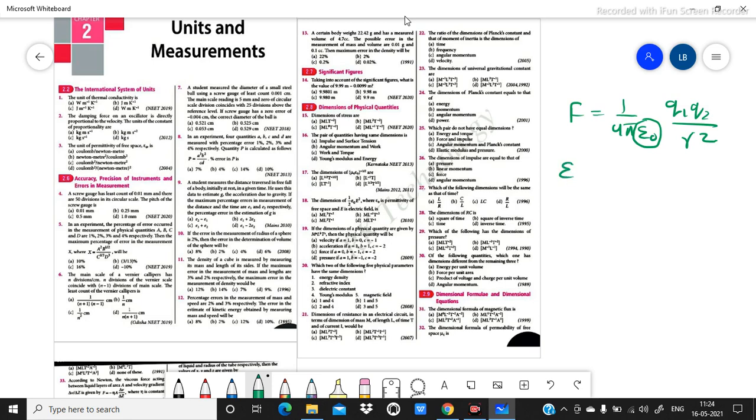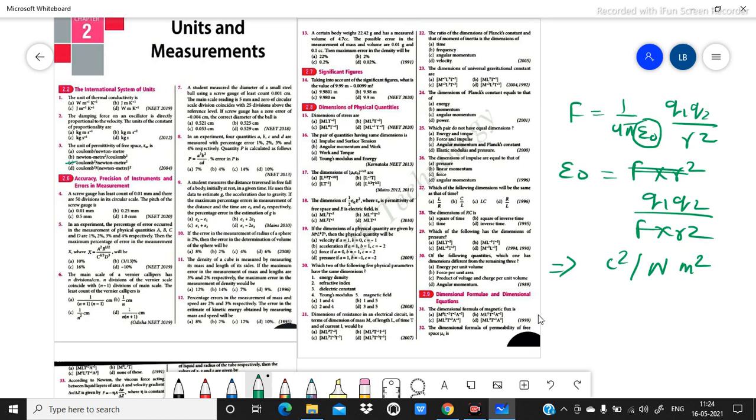So the unit will be, if you take this to that side, q1 q2 divided by F into r squared. So my answer will be Coulomb squared divided by Newton meter squared. So the correct answer will be C. By this we are able to find out the units.